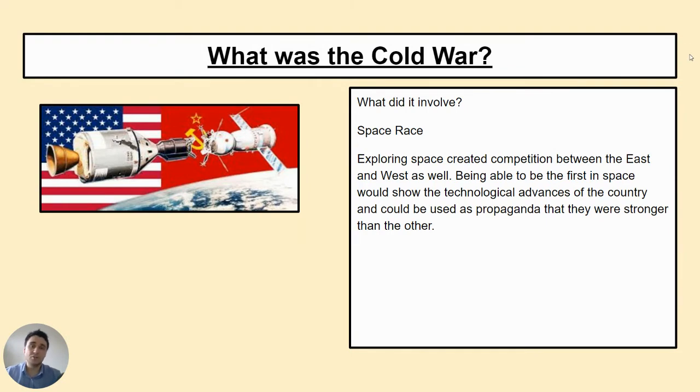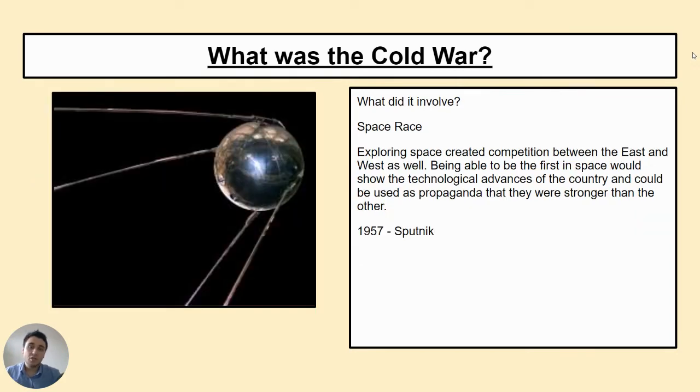Now, the space race is interesting. Let's just have a look at a few examples here. So, the first real advance in the space race was in 1957, when Sputnik, clearly a Russian name, is sent up. It's a satellite. It's about the same size as a beach ball. Very light, and it was sent up into space. So 1-0 to Russia there.